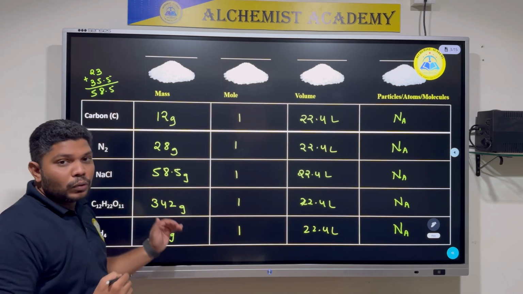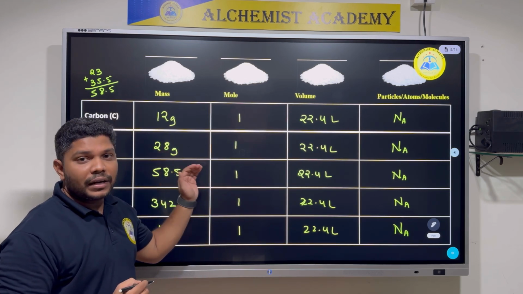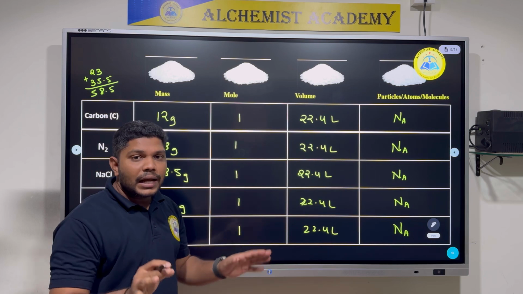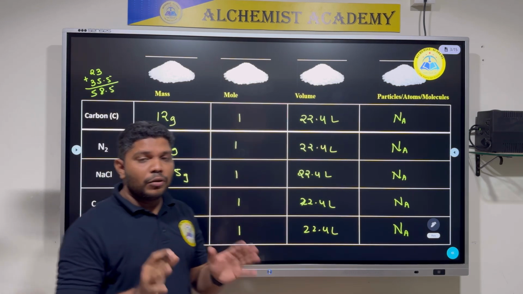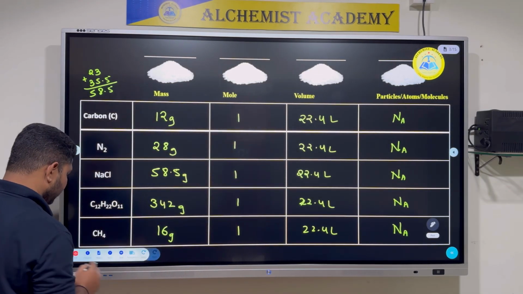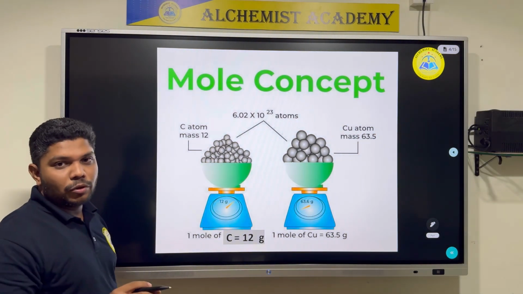So once you know how to write a standard for each atom or molecule, your 50% work is done. So any type of problems you can try if you know how to write this standard. Okay. So next we will see the general idea regarding the mole concept.